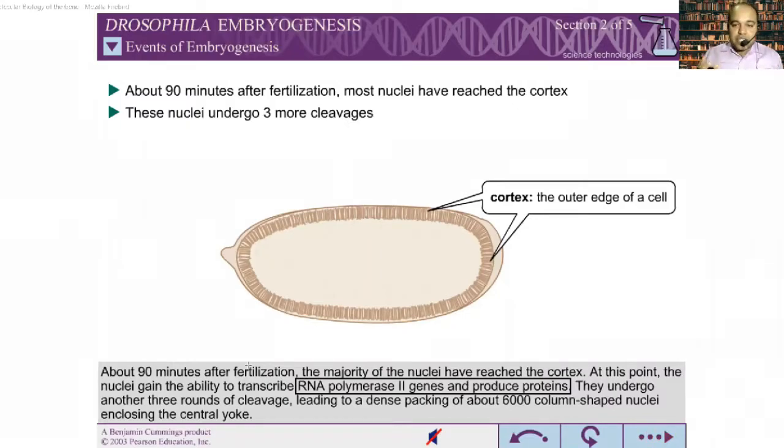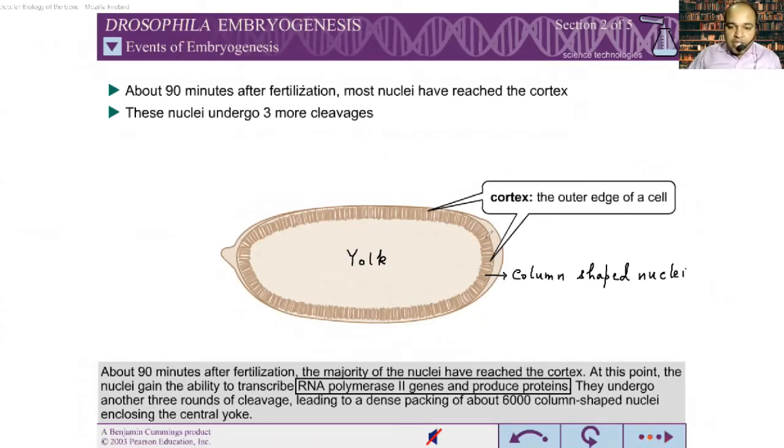इसके बाद में इनका फिर से division होगा, and as they undergo division, they form 6000 column-shaped nuclei enclosing the central yolk. There is a central yolk which is going to be present, and there are column-shaped nuclei which are going to be present. यहाँ पर बीच में क्या हो जाएगा? At the center there would be a structure that would be referred to as yolk. यहां पर क्या बन जाएगा? यॉक बन जाएगा. Okay, and then there would be column-shaped nuclei present here in the cortex, that would be present.